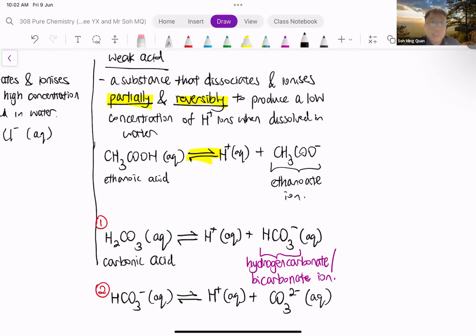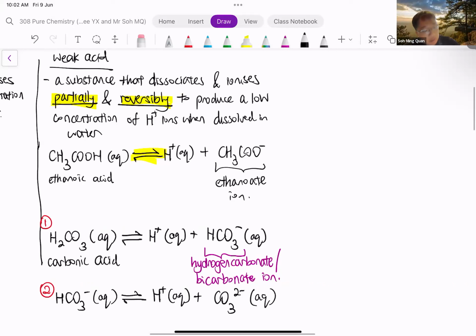So how weak is weak? We need to have a certain numerical term to quantify how weak is weak, right? Is carbonic acid weaker or is ethanoic acid weaker? So how do we actually do that? Now, we can use a term called the acid dissociation constant, or what we call Ka for short.